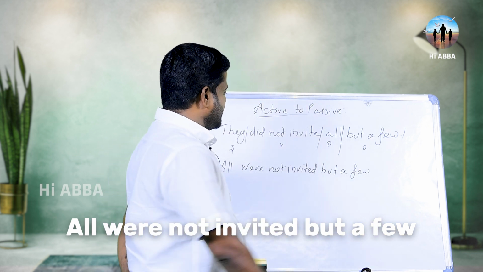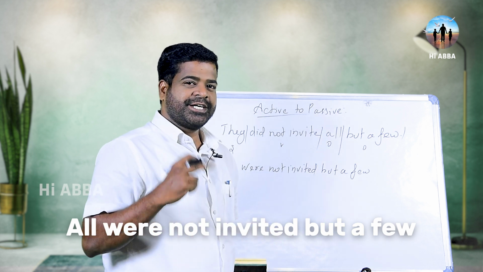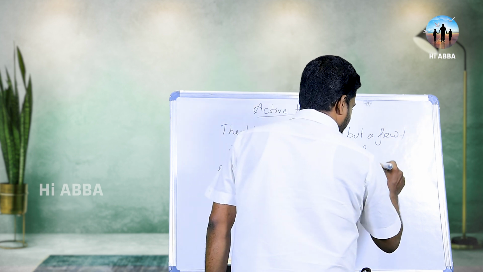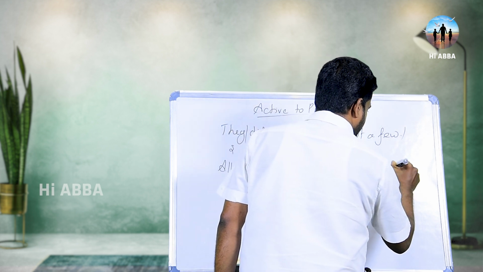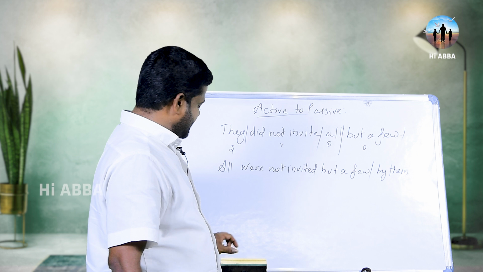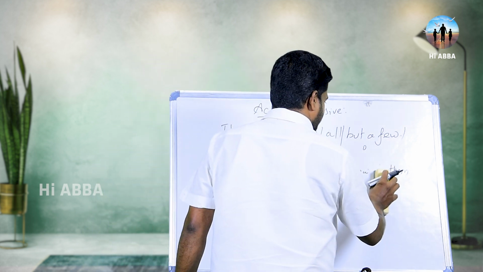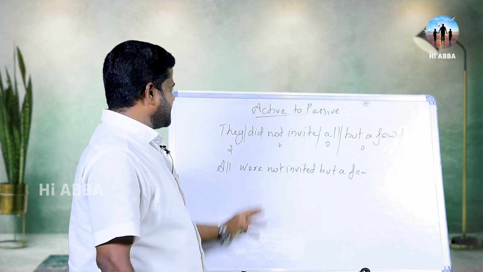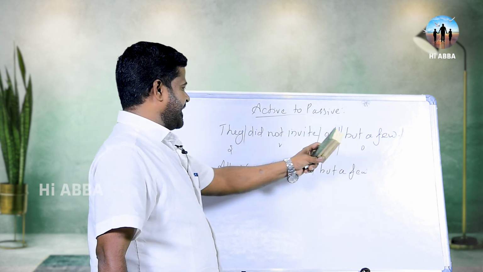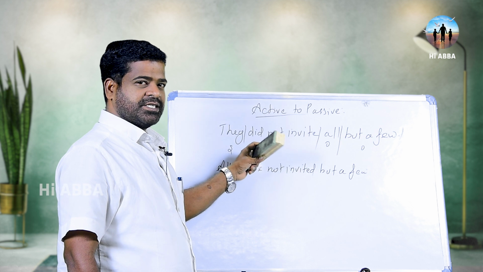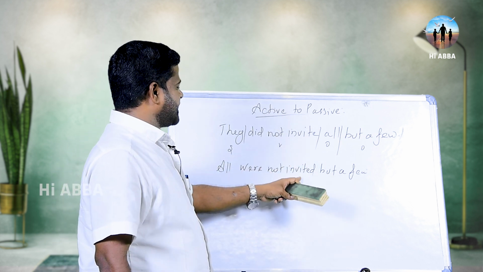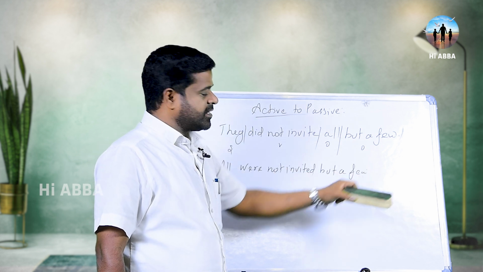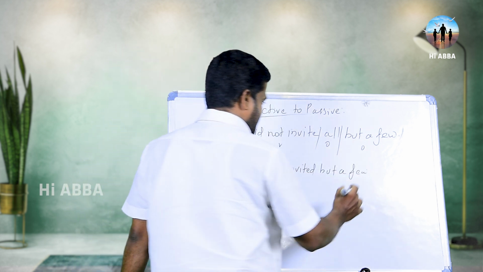Now again we have learnt what is object omission. By them we don't have to write. Here by them is optional, we don't have to write. We can leave it out also. So now you see, this is in simple past tense. We take the object and it is a negative statement sentence. All were not invited but a few. By them is supposed to be there, but without that also we can write. Now this is passive voice.